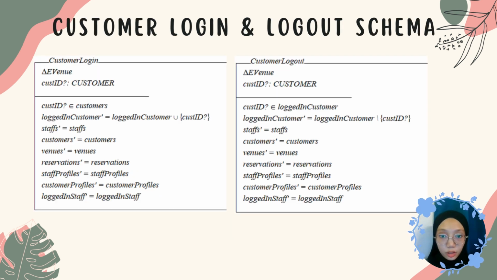This slide shows how login and logout work. For login, if the customer exists, they are added to the login list. As for the logout, they will be removed from that list. The schema only changes the session state. They don't affect the actual customer data or booking, which keeps everything else safe.